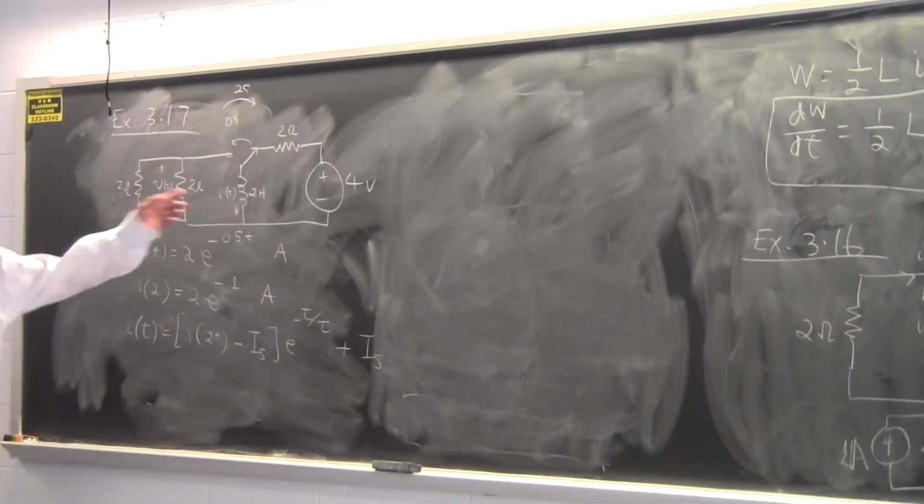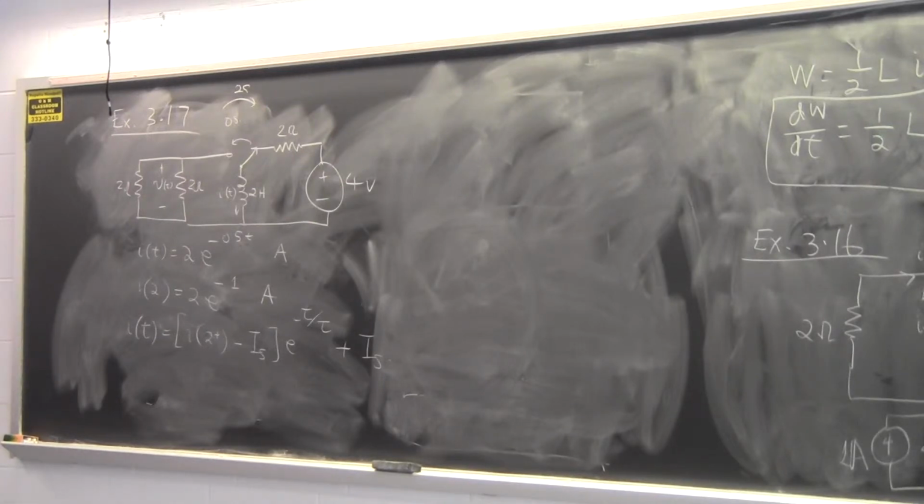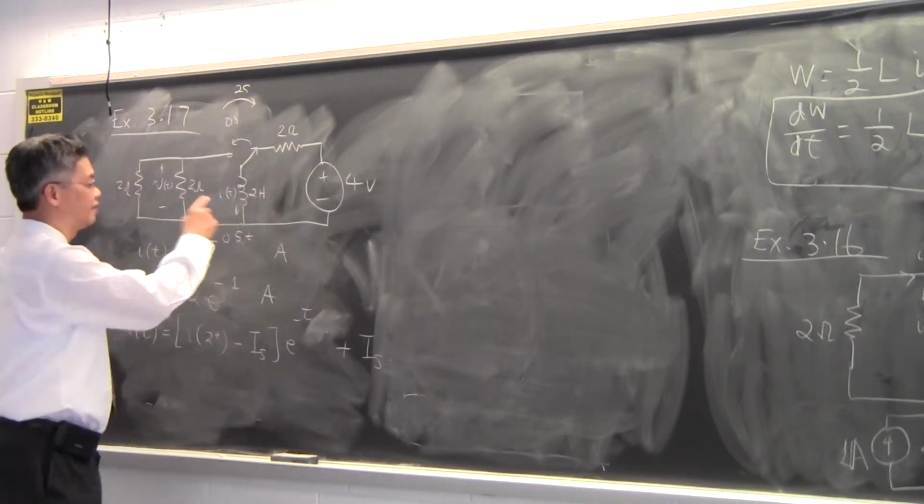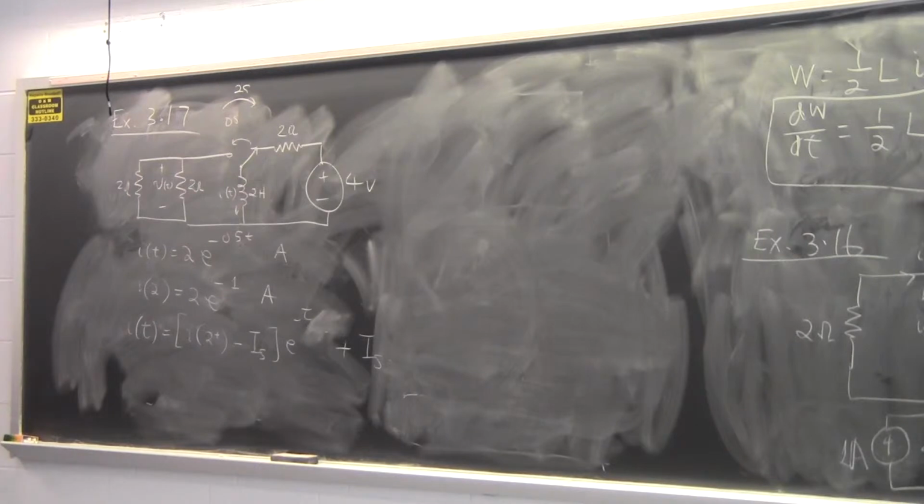Okay, you can convert this into a Norton equivalent, right? And then solve this, but there's no need to do that. Just figure out what IS is at t equals infinity. If I flip the switch back to the other side, what should IS be? That is the current that goes through the inductor at t equals infinity. It will be 2 amperes, right?